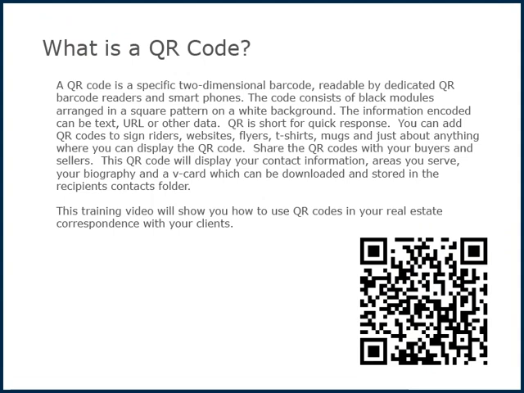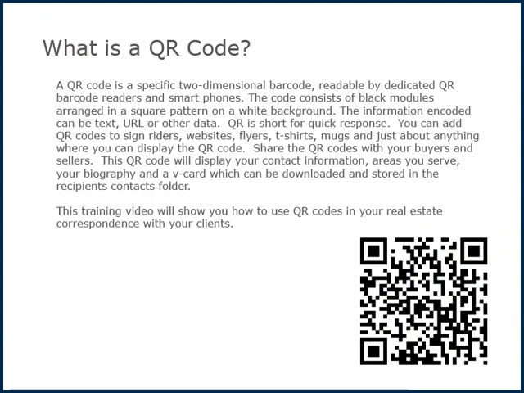You can add QR codes to sign riders, websites, flyers, t-shirts, mugs, and just about anything where you can display the QR code. Share the QR codes with your buyers and sellers. This QR code will display your contact information, areas you serve, your biography, and a V-card, which can be downloaded and stored in the recipient's contacts folder.